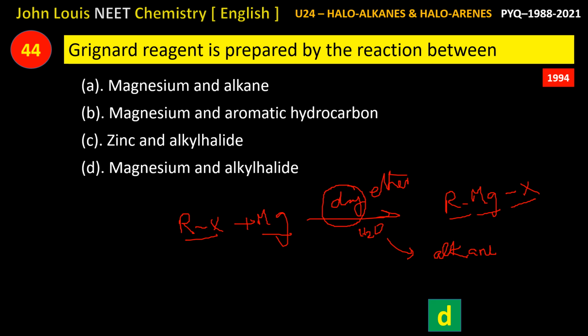So this question also may be asked as a separate question: why do we need to use dry ether? If it is moist ether, that water will react with Grignard reagent to produce alkane. In order to avoid that, dry ether is used. So here the option is option D, magnesium plus alkyl halide. Of course, in the presence of dry ether, that should have been mentioned here. Hope you have understood it clearly.